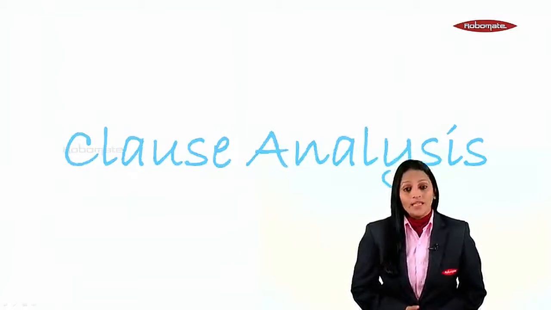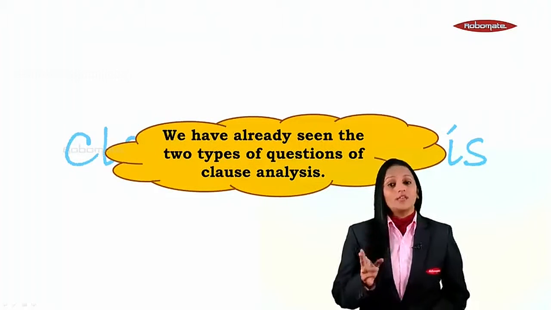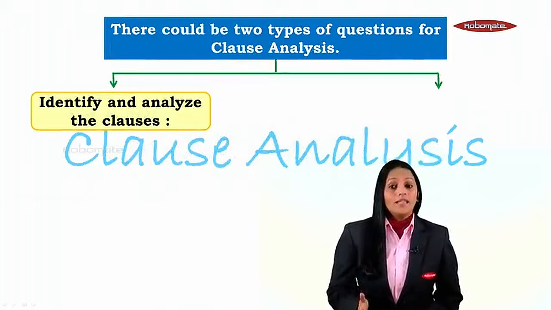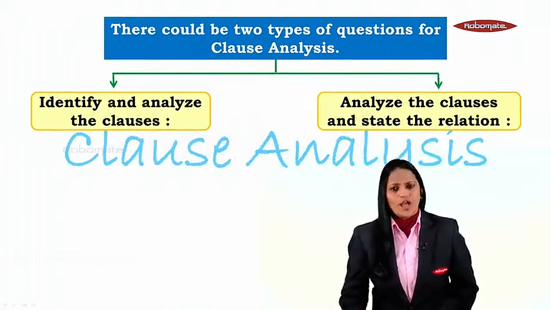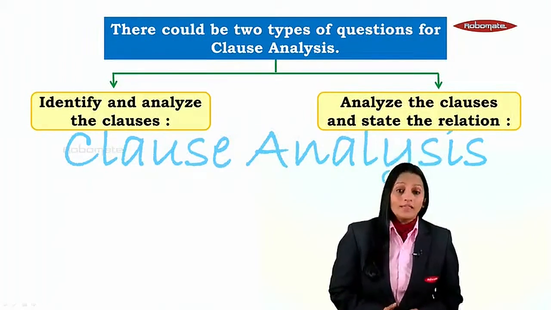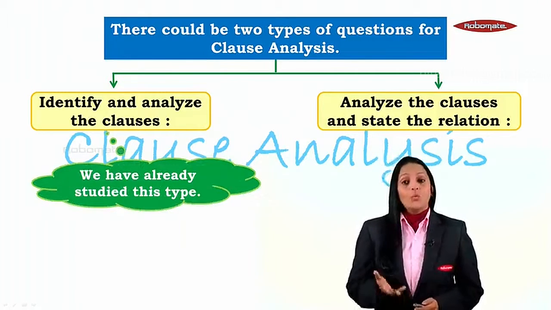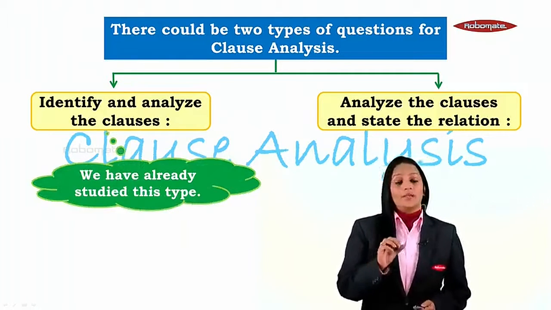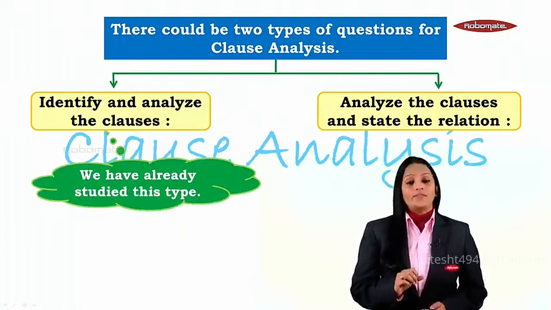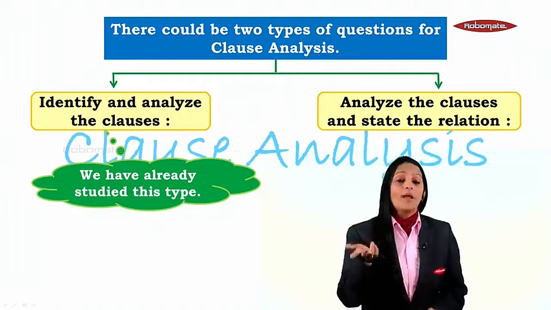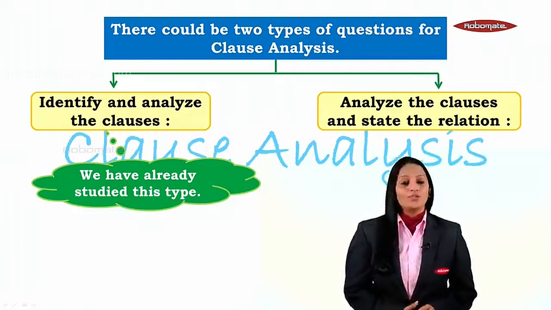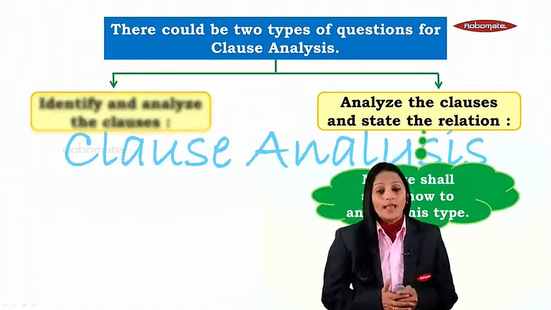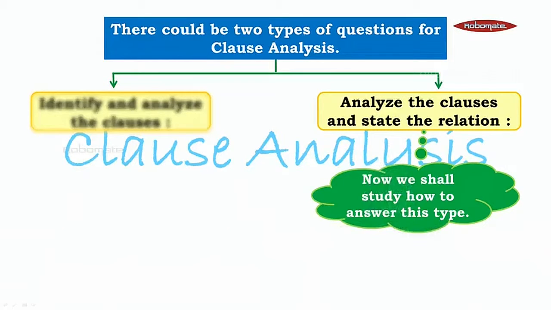Now we've already seen that in clause analysis there are two types of questions. What are they? The first one is identify and analyze the clauses. We've just finished that, and then we have analyze the clauses and state the relation. So we have already studied how to identify and analyze the clauses, that is to separate the main clause and subordinate clause, and to identify whether it is noun, adjective, adverb, and the 9 types of adverb clauses also we have studied. Now we go on to see how to analyze the clause and then further state the relation.